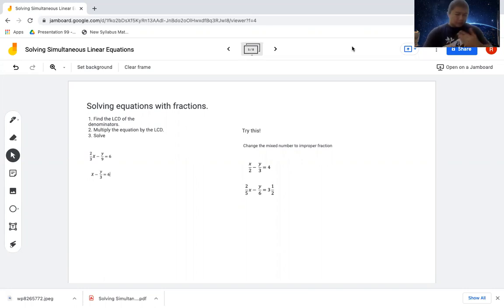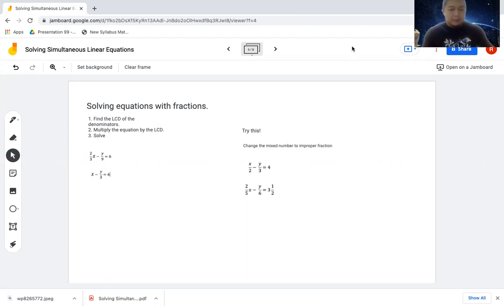So the steps that we have here is that first we have to find the LCD of the denominators so that we can avoid solving problems that involve fractions. So what we're going to do here is make a new equation which is similar to this one that would give us whole numbers for the answers for the equation itself.